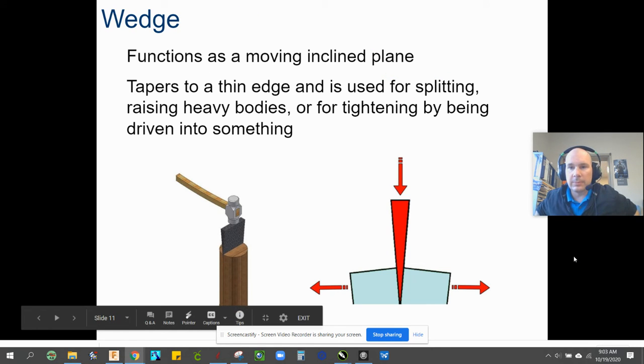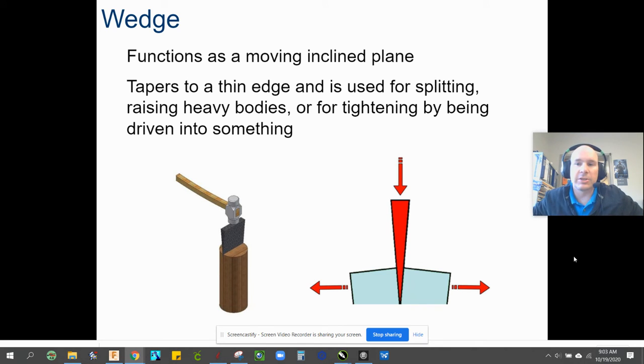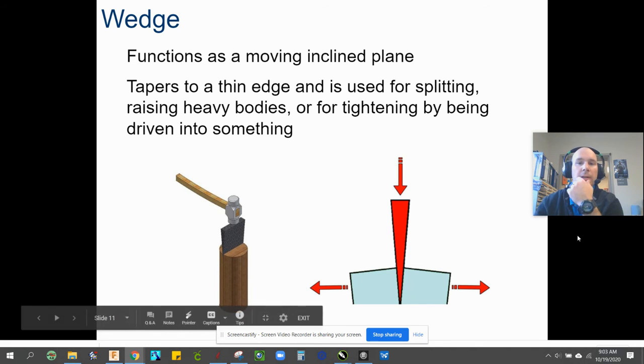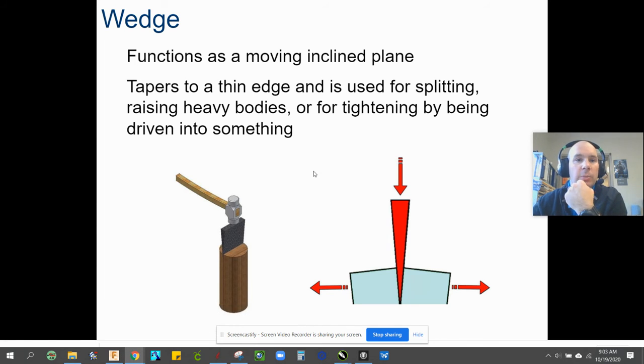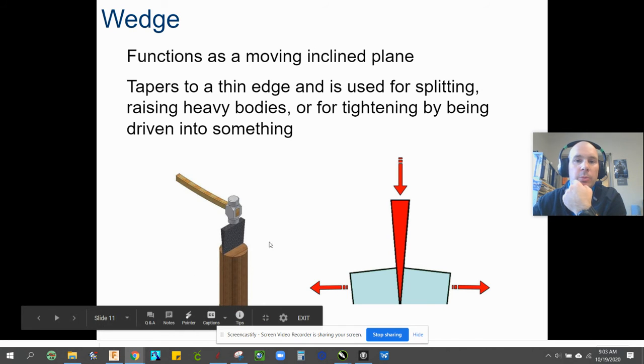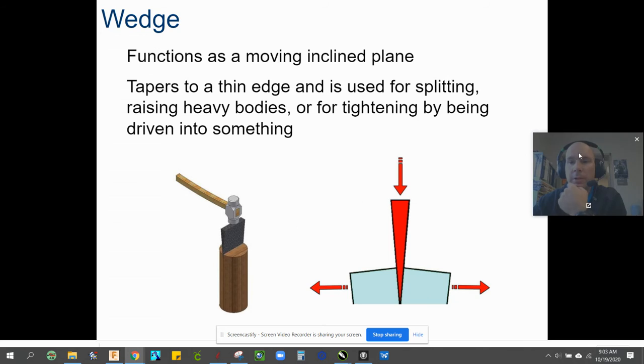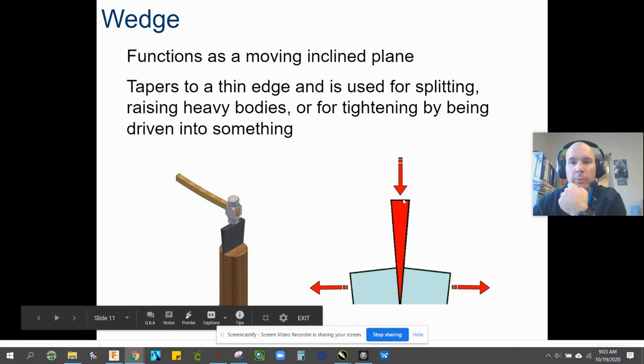The wedge. A wedge is essentially a moving inclined plane. There are actually 2 inclined planes back to back here. It tapers to a thin edge, used for splitting things, raising heavy bodies, or tightening or being driven into something. So we have a wedge here going into what looks like a piece of wood. In the other picture, we have a wedge going down and our workpiece, whatever it is, splitting apart.